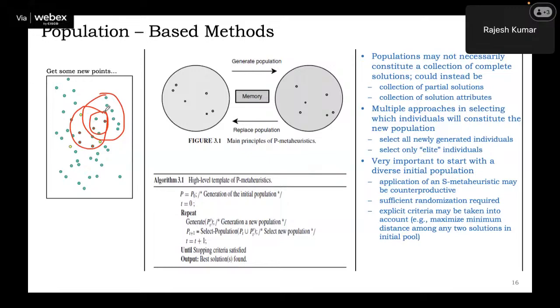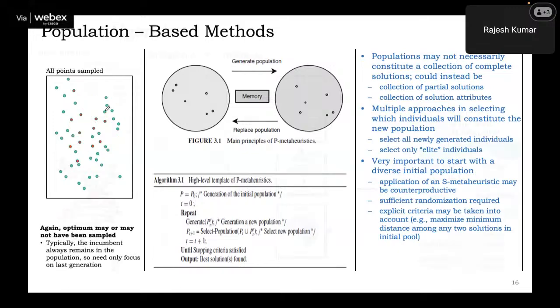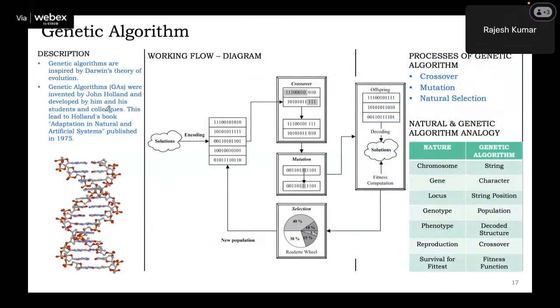The idea is to get the new points, and all these are population based methods, where we are using population as one factor. So now we have some idea of the two broad categories, population and trajectory based.